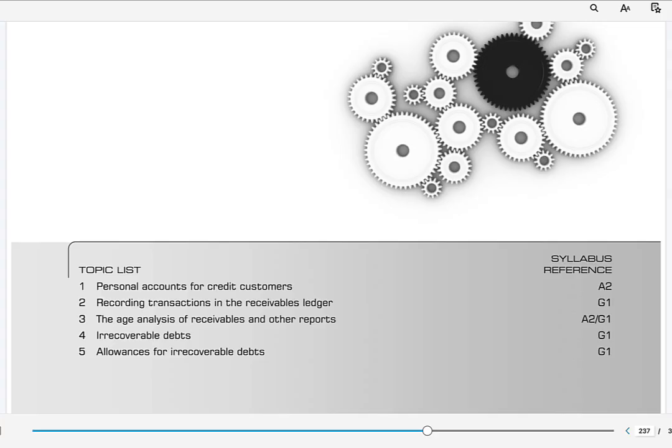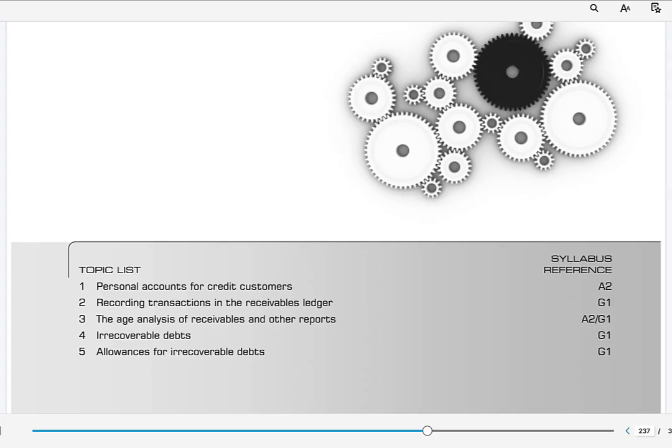Topic 4. The age analysis of receivables and other reports. Once we have customer accounts, we can produce reports. One key report is the aged receivables analysis. This is the report that groups customer balances by how long they have been outstanding, such as current, overdue by a short time, overdue by longer periods. Why this matters? It helps the business focus on collecting the oldest debts and managing cash flow.